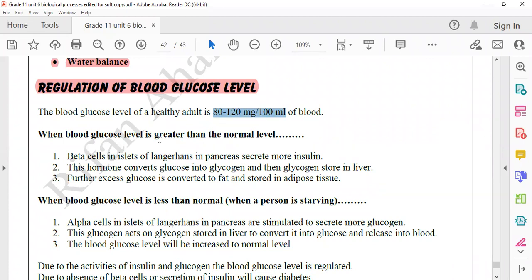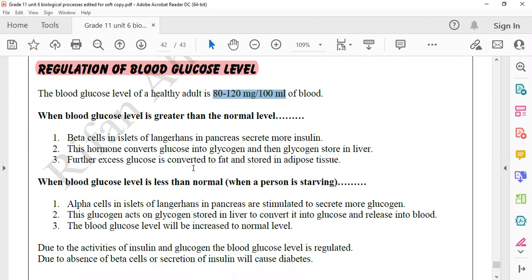If you go and check, after 12 hours of fasting, your blood has 80 to 120 milligram per 100 milliliter glucose. You are a healthy person. That's the first thing you have to understand. So what is your standard level? 80 to 120 milligram per 100 milliliter. MCQ question can come.